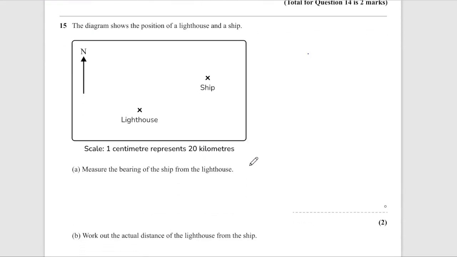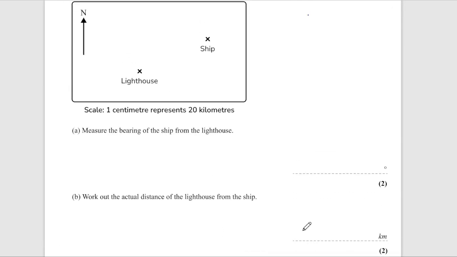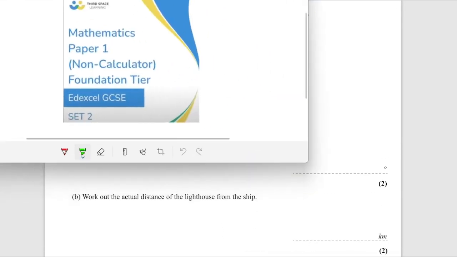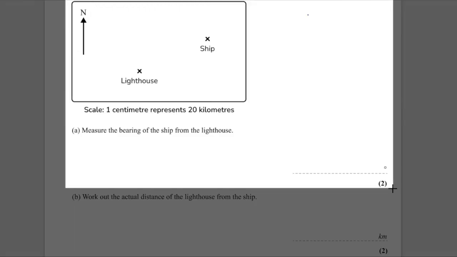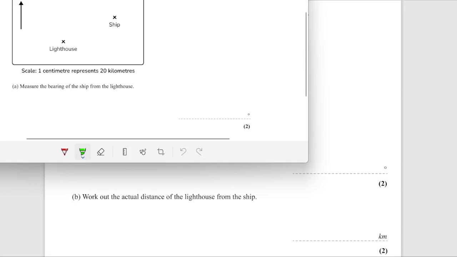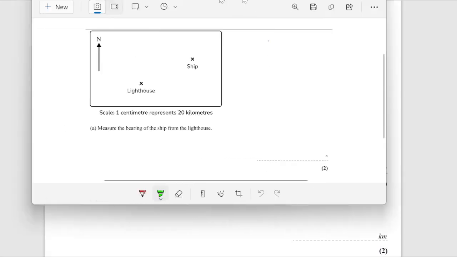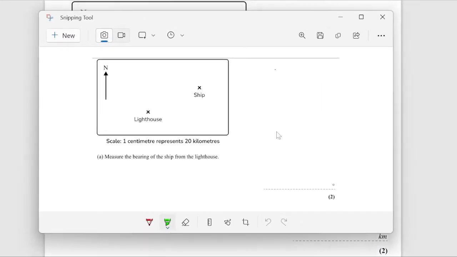Right, question 15. Oh, okay. The diagram shows the position of a lighthouse and a ship. We've got a scale of 1 centimeter represents 20 kilometers. Measure the bearing of the ship from the lighthouse. Right, so to help me out with this, I'm going to just snip this diagram. Reason being, I can then bring in a protractor much easier.